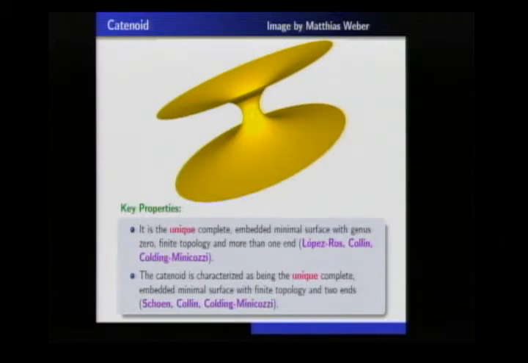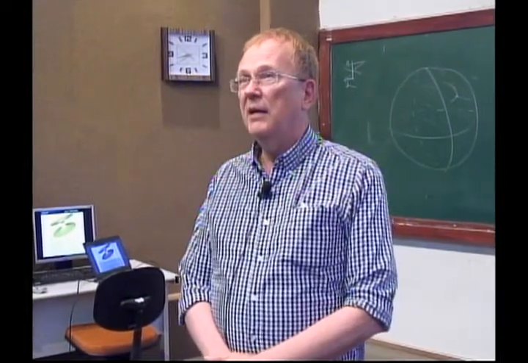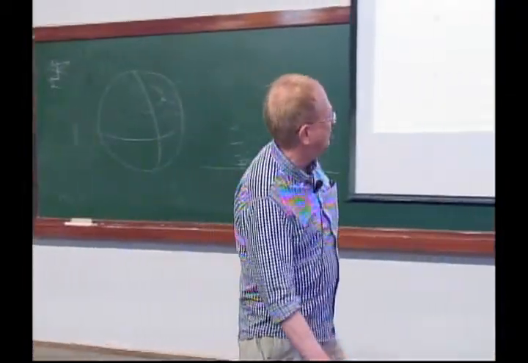It also is characterized as the unique complete, embedded minimal surface of finite topology with two ends. So if you take a torus and remove 2 points from it, it doesn't appear as a complete, embedded minimal surface in R3. Because if you remove 2 points from it, it has 2 ends, finite topology. Well, the catenoid has genus 0, so it's certainly not going to be the catenoid. So that's very nice as well.